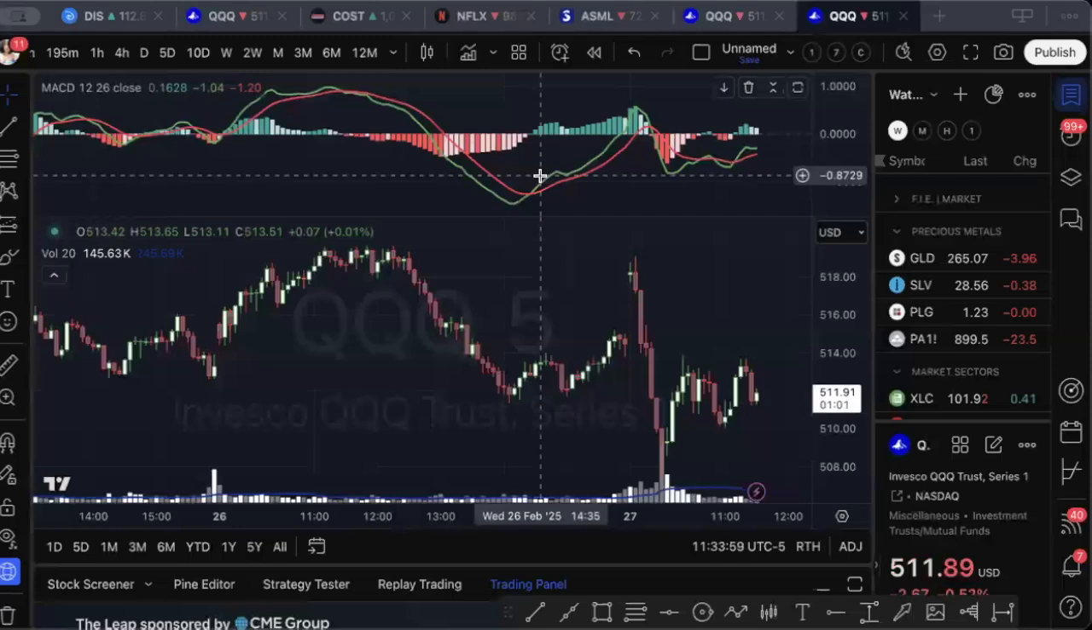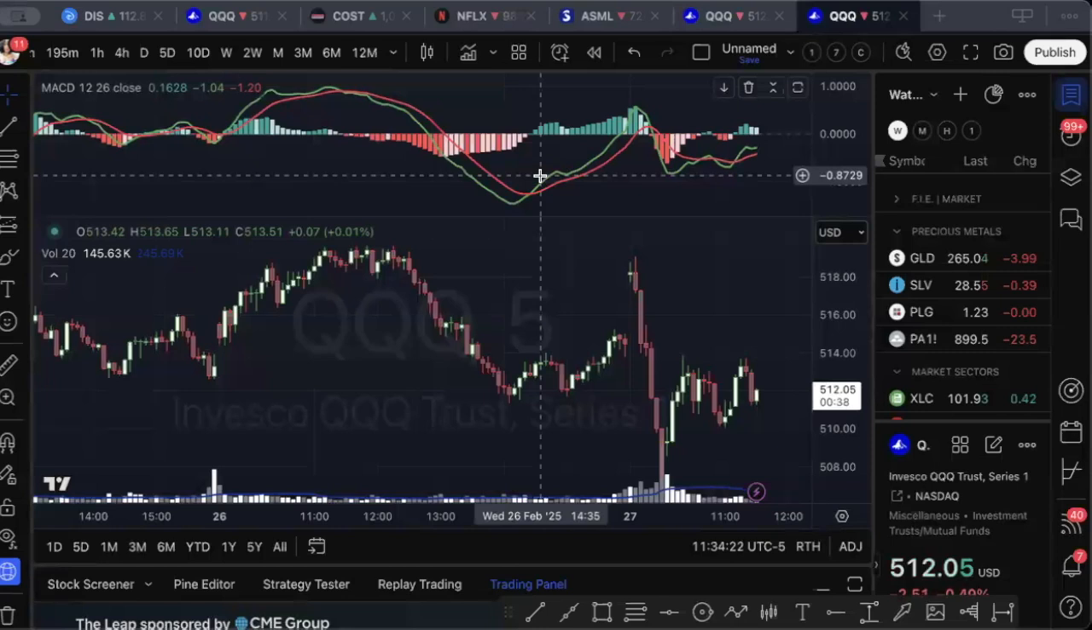And so the MACD line is the green one. The signal line is the red one. Whenever the green crosses above red, that is a bullish indication. Okay. So that would mean the opposite. Whenever green crosses below red, whenever the MACD line crosses below the signal line, that is a bearish indication. Now, you also have the words convergence and divergence.